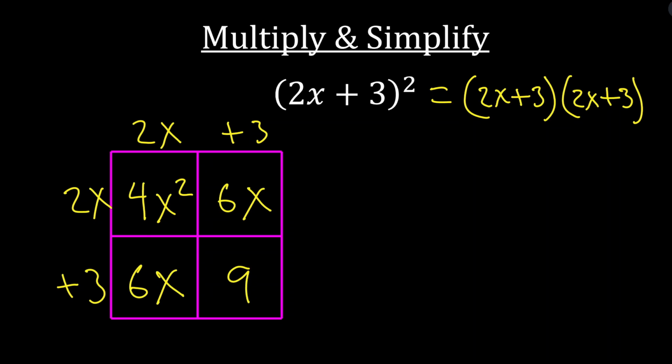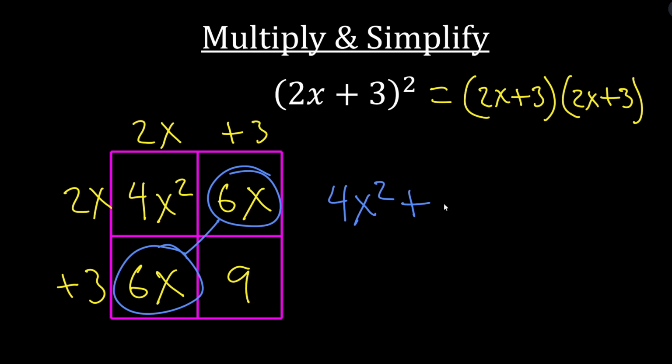And now, again, I can combine the like terms in here by noticing this is the only x squared. This is the only constant. But we do have two x terms that we can combine. 6x plus 6x equals 12x. So I'm going to go ahead and write this out. What is this product? It is 4x squared plus 12x plus 9. We have multiplied and we simplified by combining the like terms.